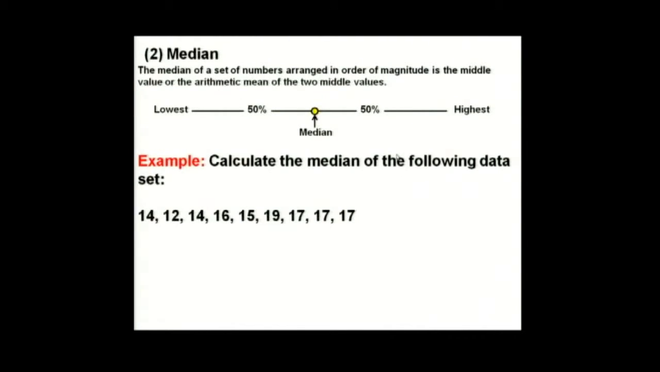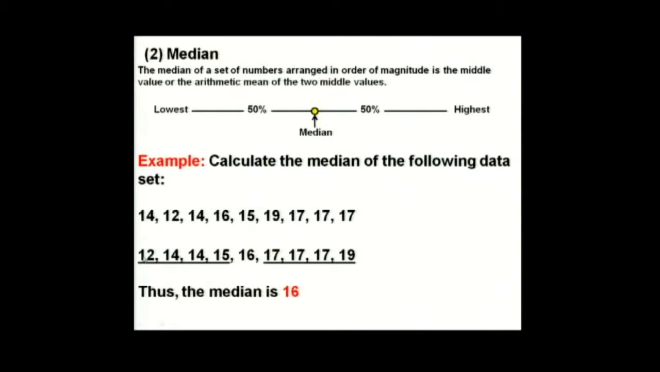Let's take an example here. Here we have a set of observations. This is an odd number of observations. And in order to calculate the median of this set of observations, all we have to do is arrange the values in ascending order, in the order of magnitude. So we start out with the lowest, going to the highest, as you can see here. And when you do that, you can see that the value 16 is right in the middle, and that is the median of this set of data.